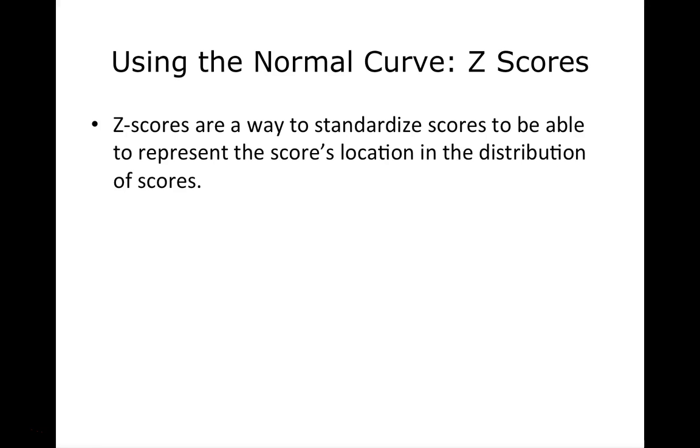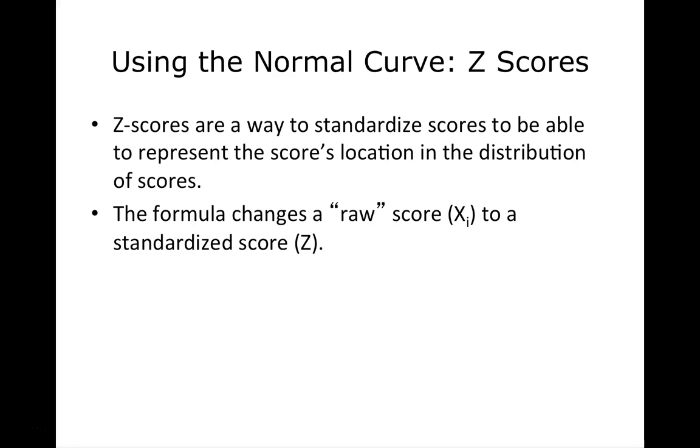And so z-scores are a way to help us standardize scores to be able to represent a score's location in its distribution of scores. And this allows us to compare distributions of a variety of scores that may be scored on different metrics. So their means are different, they mean different things, but turning them into z-scores allows us to represent a score's location in its distribution of scores using a standard metric. And this formula changes a raw score into a standardized score.